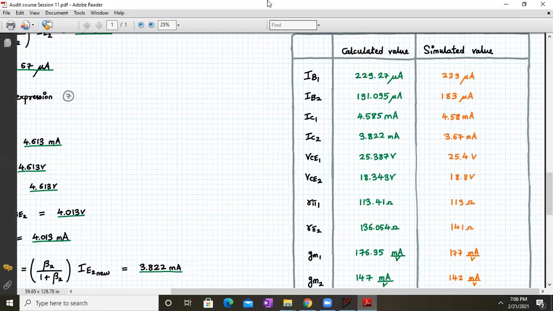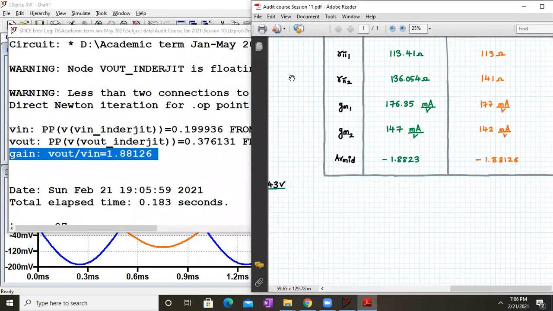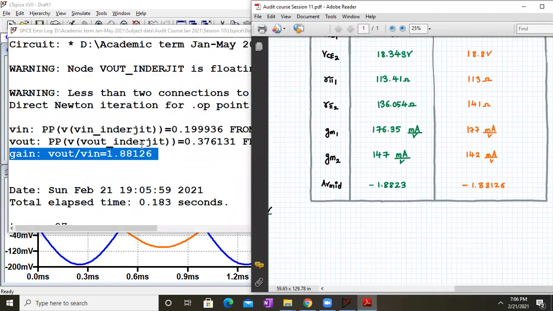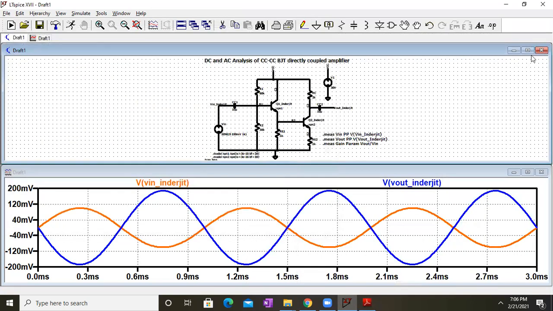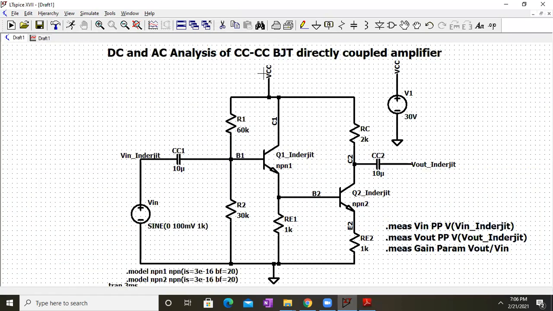So gain is basically 1.88126. Let's cross check it with the table. Yes, it is minus because it is out of phase. This dot measure statement will not give you any polarity, it will just give you the magnitude. So by calculation, we are getting minus 1.8823, and by simulation, we are getting minus 1.88126. So that's close up to 2 digits, which is good enough for us. That's how we measure the gain of the directly coupled amplifier.